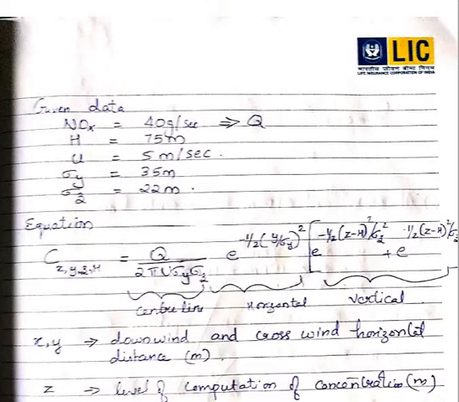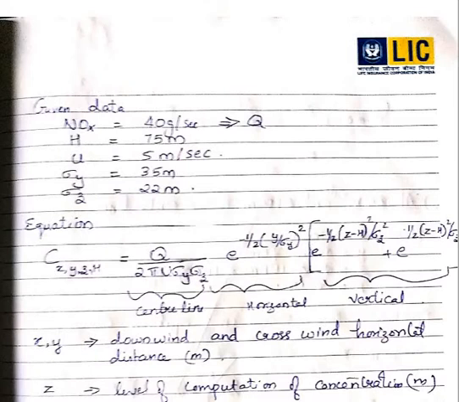Then the equation to find the concentration is C(x,y,z,H) equal to Q divided by 2 pi U sigma Y sigma Z, e raised to minus 1 by 2 (y by sigma Y) the whole square, into [e raised to minus 1 by 2 into (z minus H) the whole square divided by sigma Z the whole square, plus e raised to minus 1 by 2 into (z plus H) the whole square divided by sigma Z the whole square].